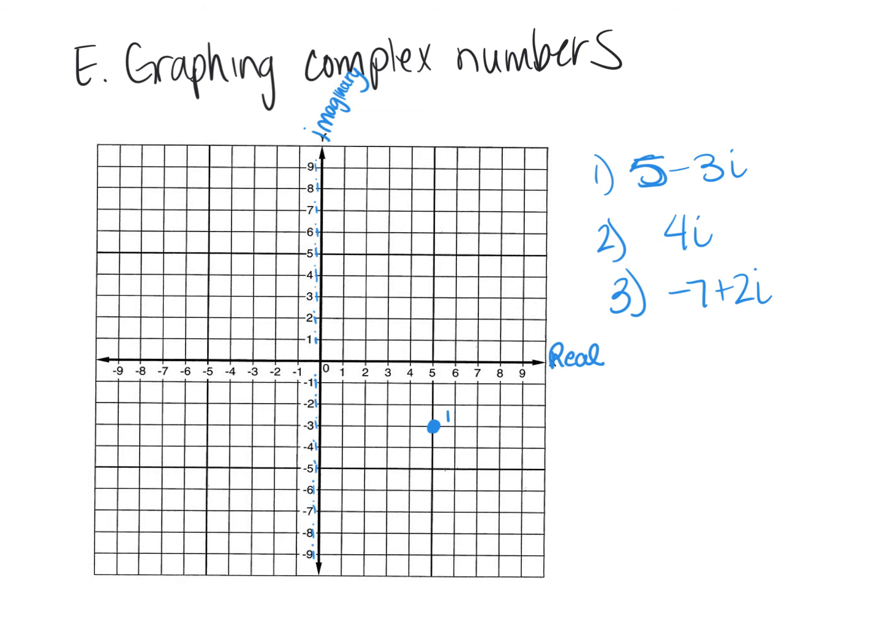What about number 2? 2 is just 4i. Where would that go? 4 on the y-axis, or the imaginary axis. So that's point number 2. And number 3, negative 7 plus 2i. So negative 7 on the real and positive 2 on the imaginary. And that's point 3. See? Easiest graphing we've done all year, right?